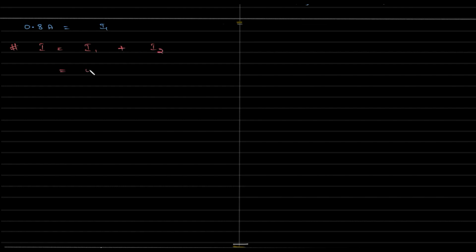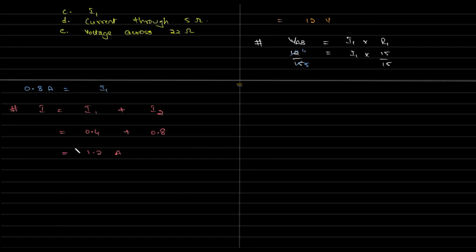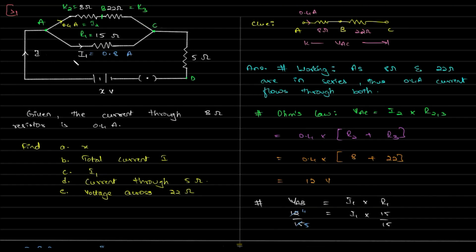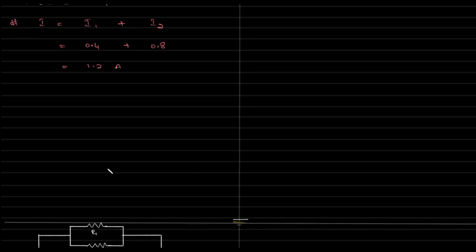So this is 0.4 plus 0.8, which is 1.2 ampere. So this is your total current in the circuit. Now, what is the current through 5 ohm? See, the idea is the same current will go through, is it not? That's the whole idea of a circuit, right? That's why you're able to do so much. So obviously the current through 5 ohm is also 1.2 ampere.